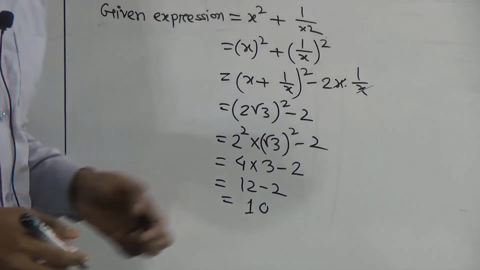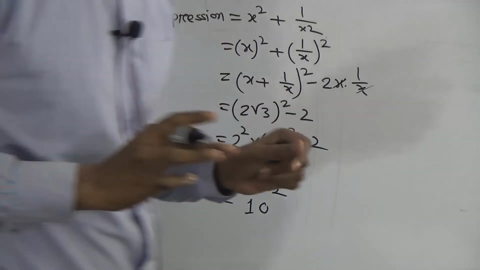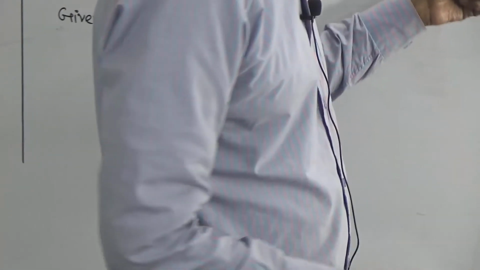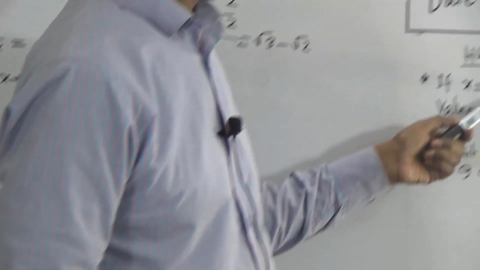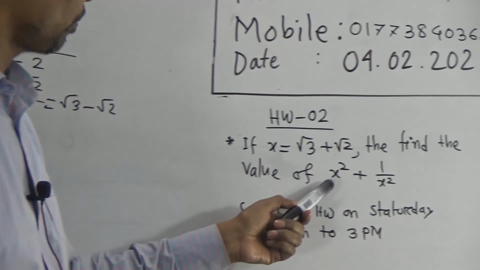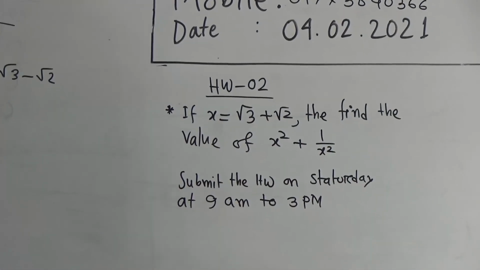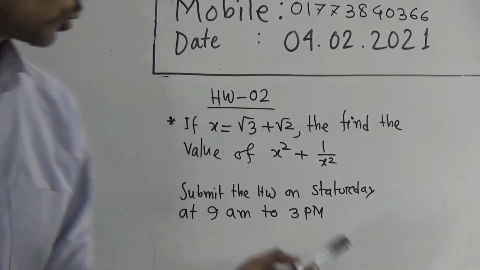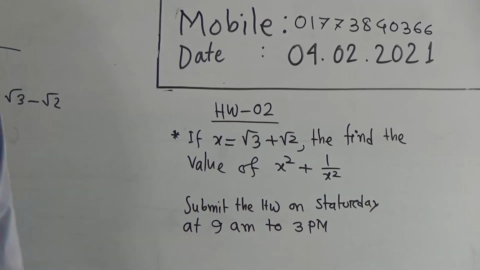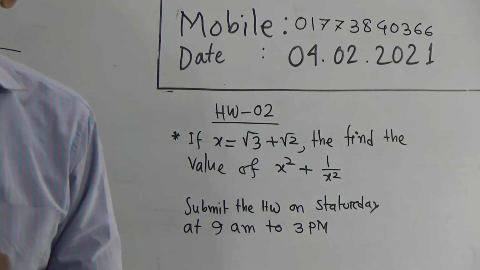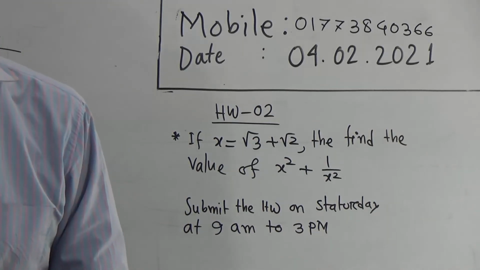Now I want to talk with you about HW. Look, HW number 2: if x equal to root 3 plus root 2, then find the value of x square plus 1 by x square. Okay, which is done today. You submit the HW copy on every Saturday within 9 a.m. to 3 p.m.